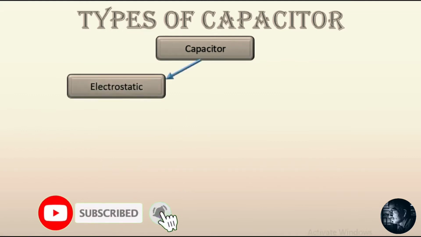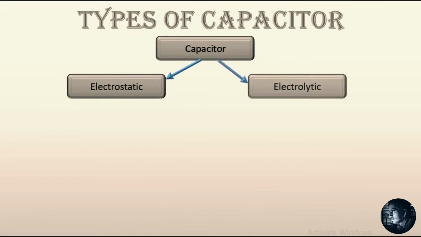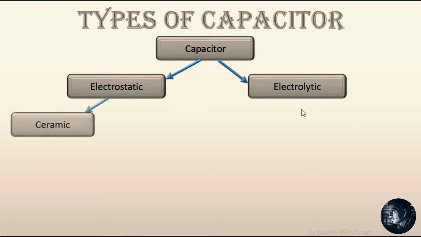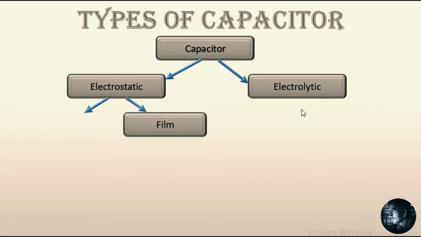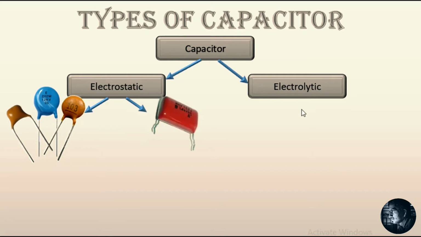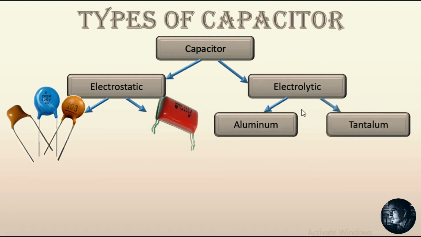Types of capacitors: electrostatic capacitor, electrolytic capacitor. Electrostatic capacitors are capacitors which are non-polarized, which means they don't have a negative or positive terminal. Whereas electrolytic capacitors are also called polarized capacitors because they have a positive and a negative terminal. We have two types of capacitors in electrostatic: ceramic disc and metal film. These look like this and store less charge, and these look like this and store more charge than the ceramic disc.